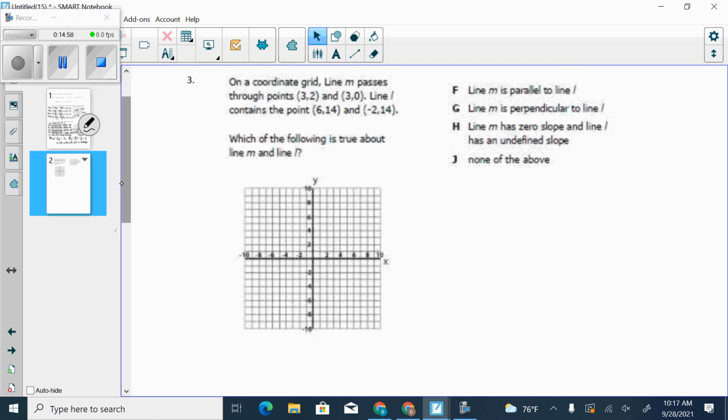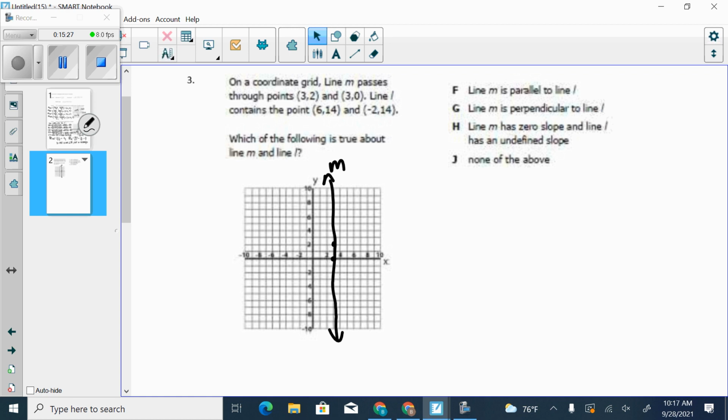It says, on a coordinate grid, line M passes through the points 3, 2, and 3, 0. So I'm going to put those points down here. 3, 2, and 3, 0. Okay? So if they go through those 2 points, it must be a vertical line, right? So here's our line M.